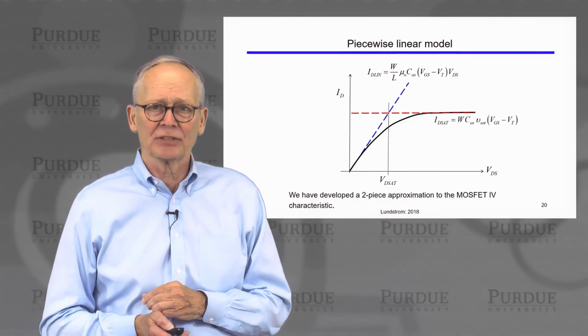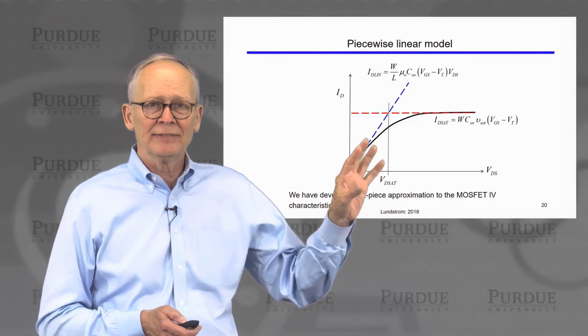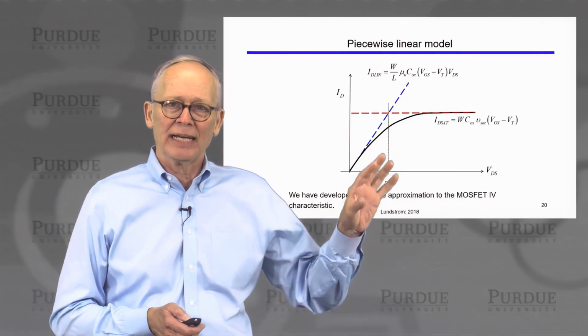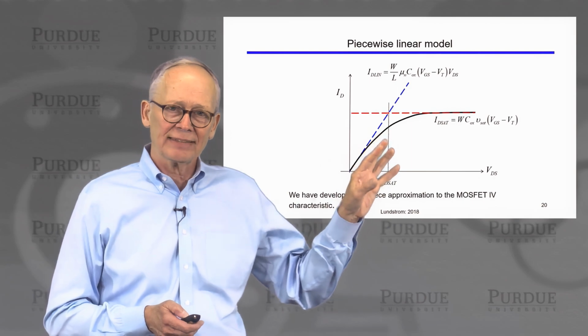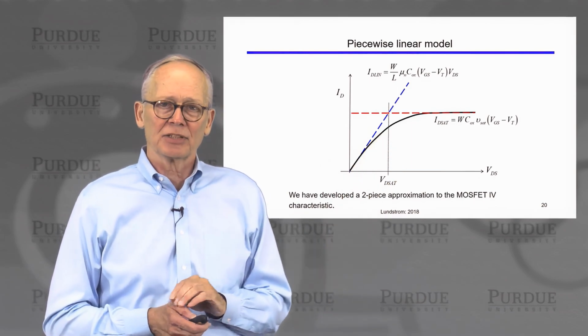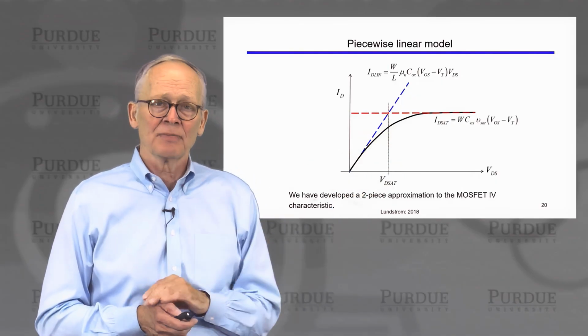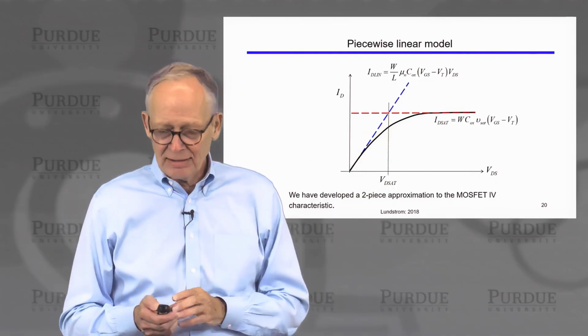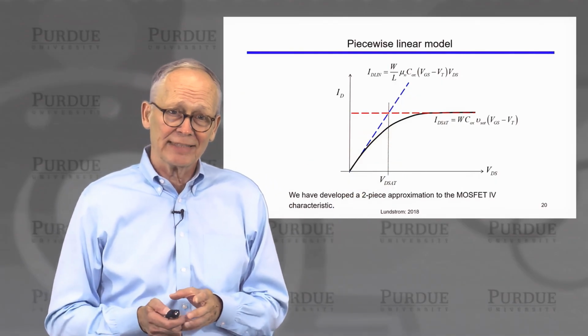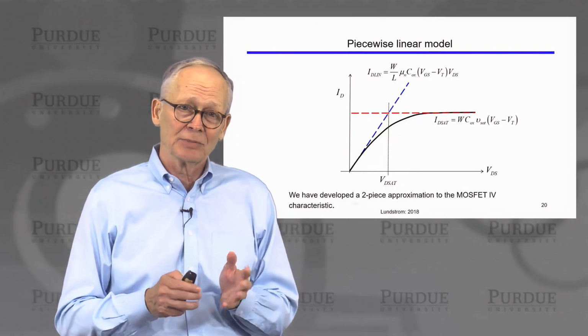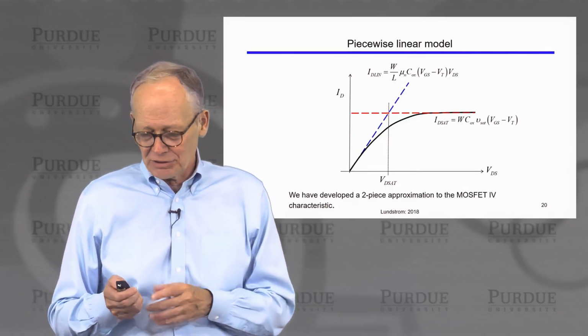These two currents intersect at a critical voltage we call VD-SAT. If we apply a drain voltage less than VD-SAT, we use the expression for the linear current. If we apply a voltage bigger than that value, we use the saturated value. Of course, what we would prefer is an expression that goes smoothly from the linear regime to the saturated regime.